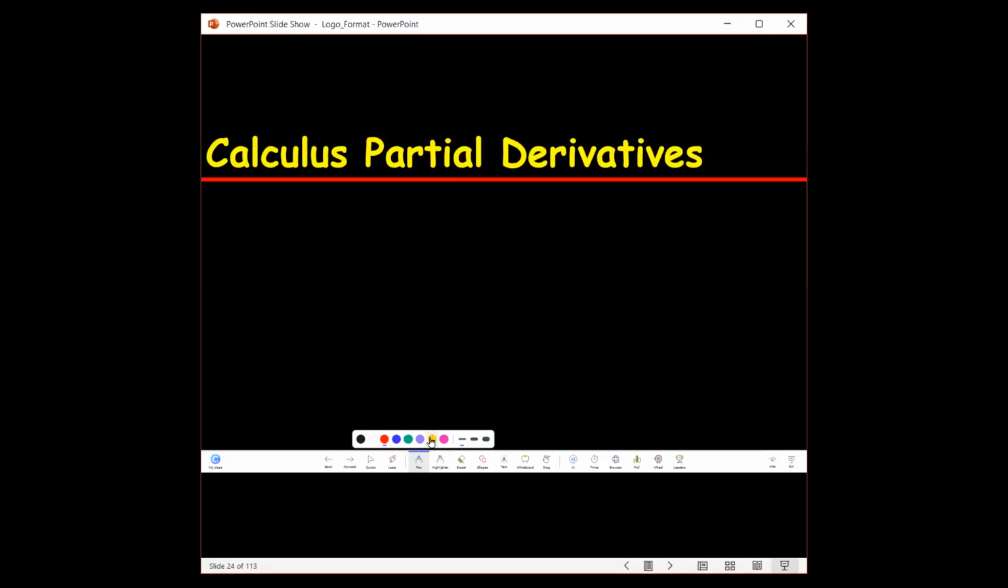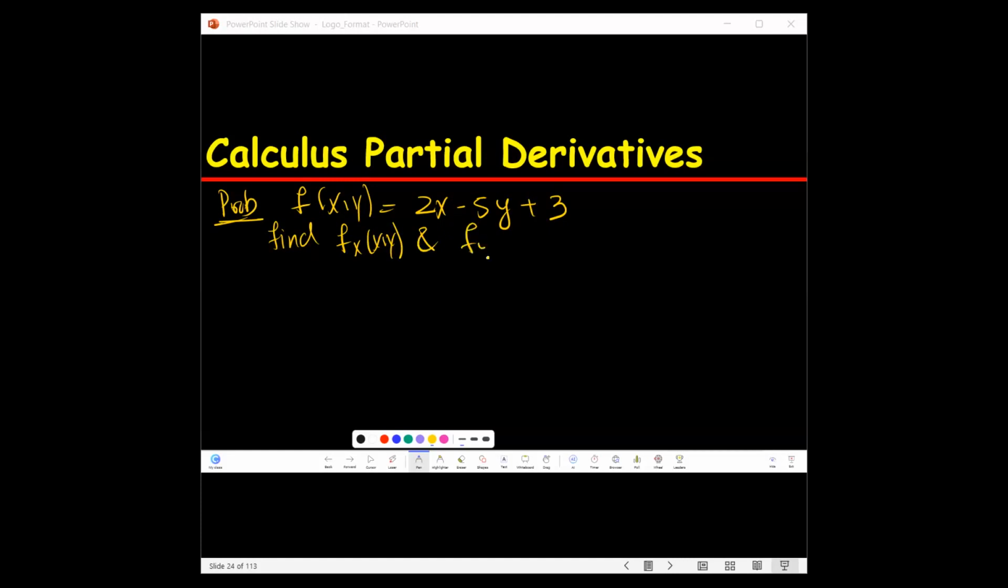Let's take a look at another problem. Function f(x, y) = 2x - 5y + 3. Here I have to find fx(x, y) and fy(x, y).